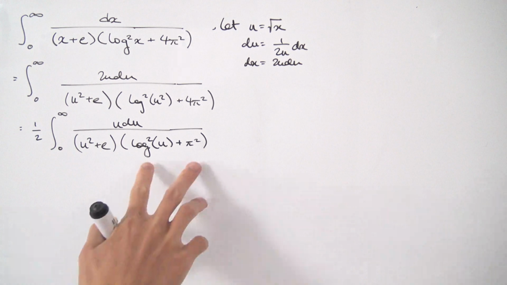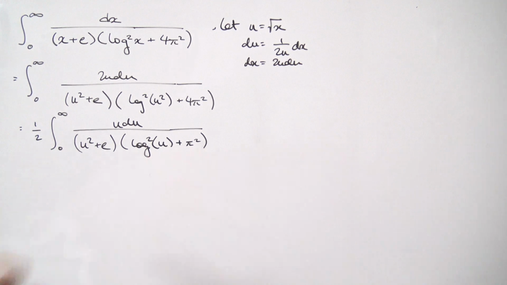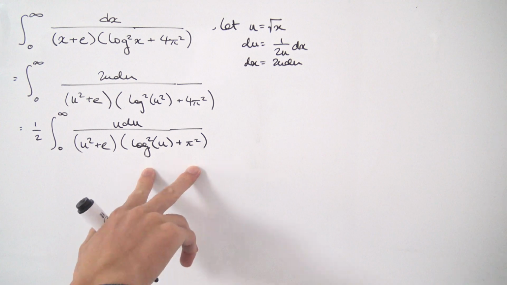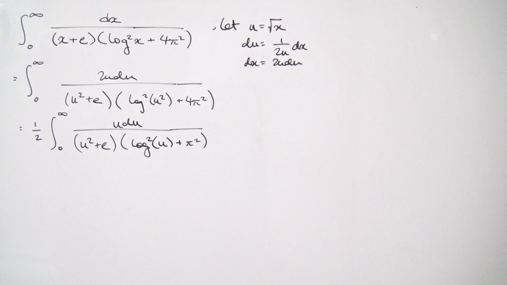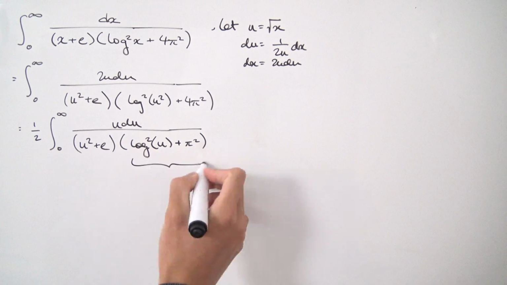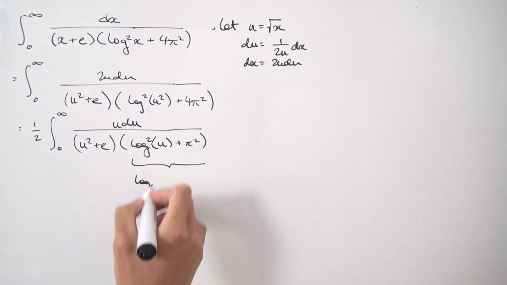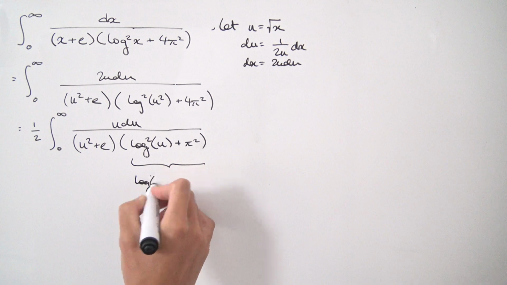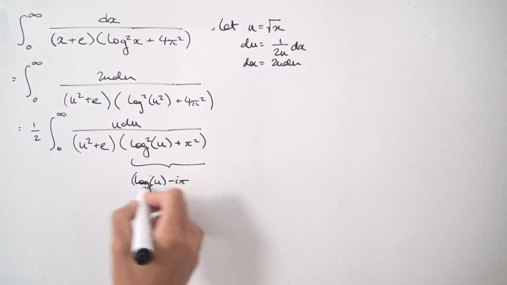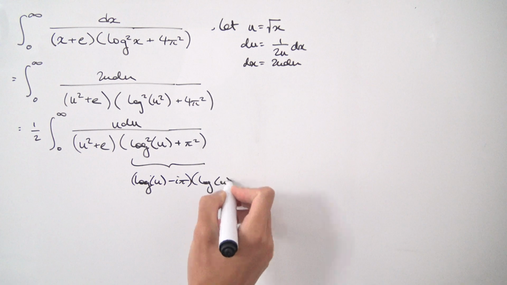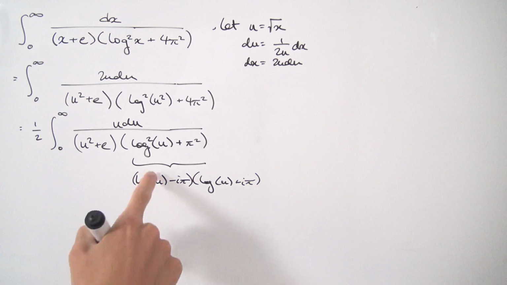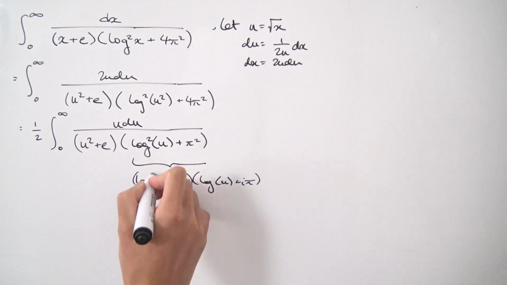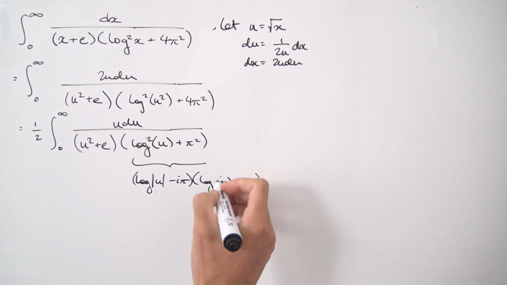Now, you may notice over here we have log squared u, and then we have plus pi squared. And this almost looks like a difference of perfect squares, except there's a plus here. But since we're using complex analysis, we can go into the complex plane. And over here, notice we can write this as log of u minus i times pi, and then log of u plus i times pi. Let's maybe replace these with absolute values as well.